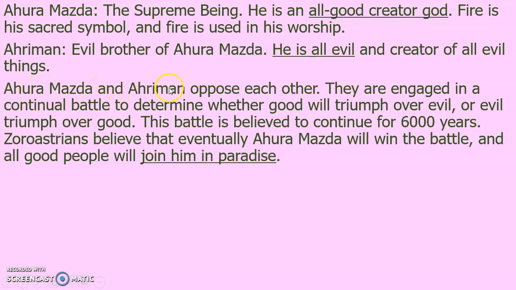Ahura Mazda and Ahriman oppose each other. They are engaged in a continual battle to determine whether good will triumph over evil or evil triumph over good. This battle is believed to continue for 6,000 years. Zoroastrians believe that eventually Ahura Mazda will win the battle and all good people will join him in paradise.